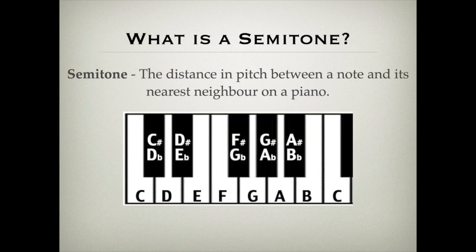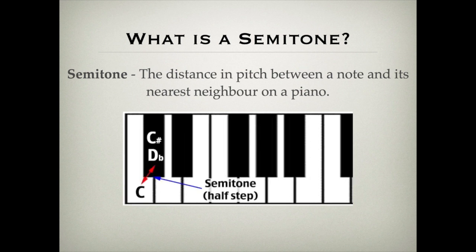Now, in order to understand semitones, it's good to think about them in reference to a piano keyboard. Because a semitone is the distance in pitch between a note and its nearest neighbour on the piano. So here we've got a little keyboard in front of us, and you can see we've got C, C sharp, D, D sharp. You've got white notes, you've got black notes, and the distance between 2 notes that are closest to each other is a semitone. So let's have a look at an example.